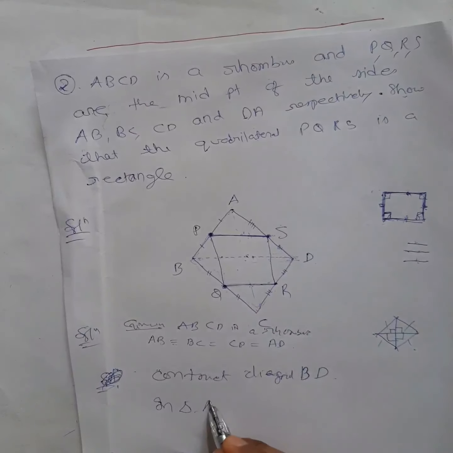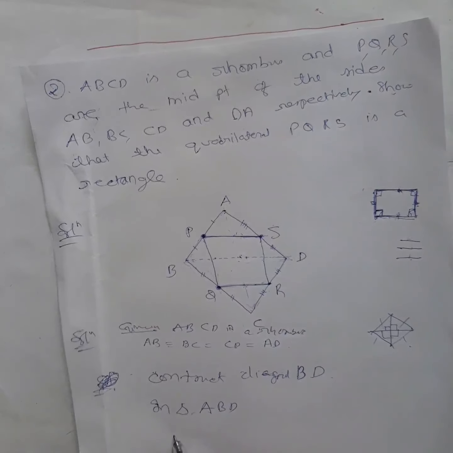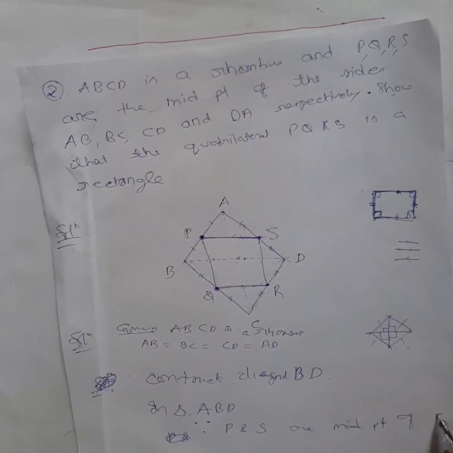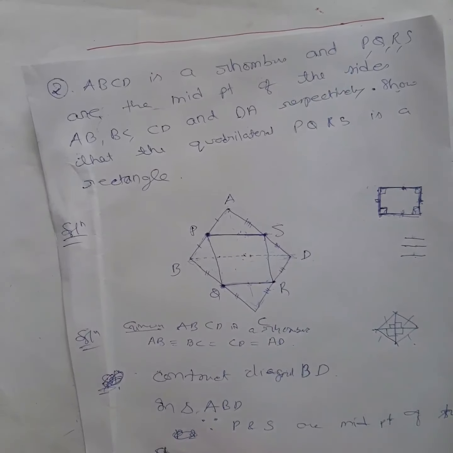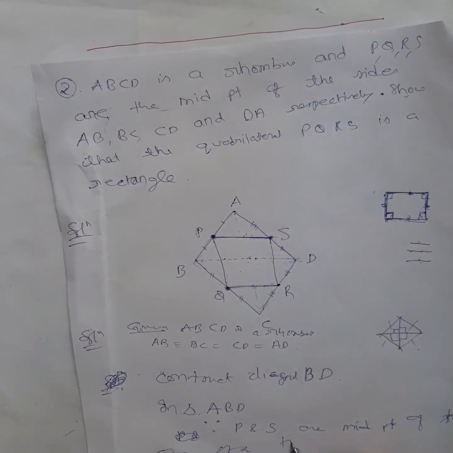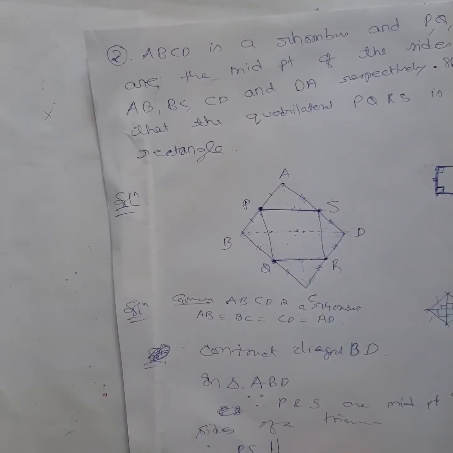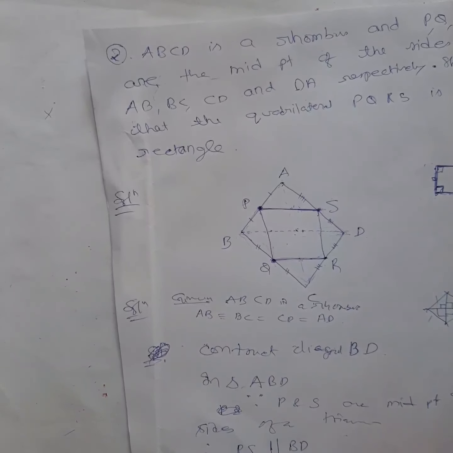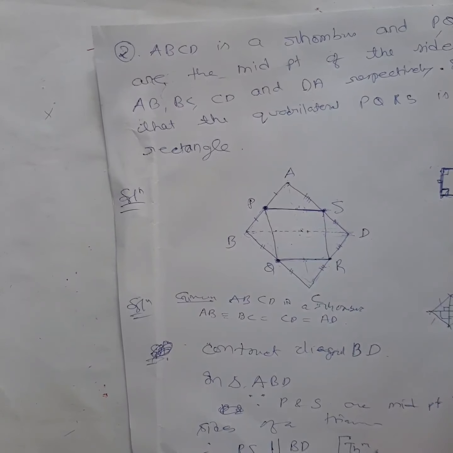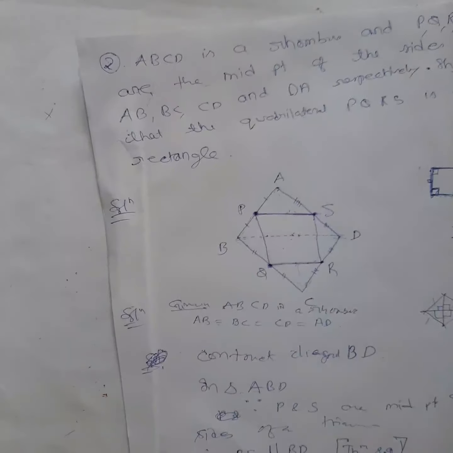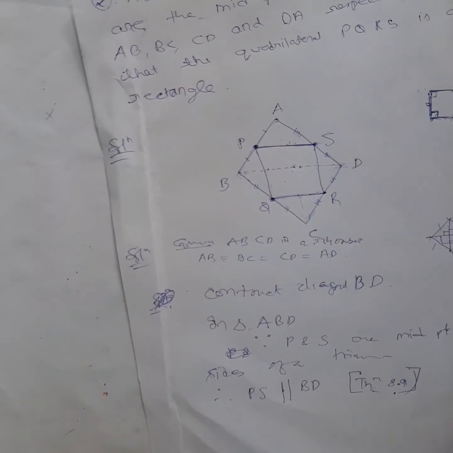So in triangle ABD, since P and S are midpoints of two sides of a triangle, therefore can I write PS parallel to BD? Theorem 8.9, from 8.9 only we got this. I have given the theorem, you can see what it is. Those statements you write down here.